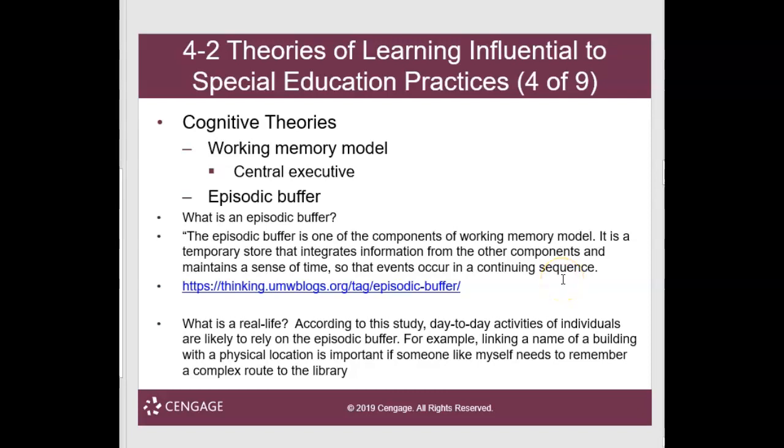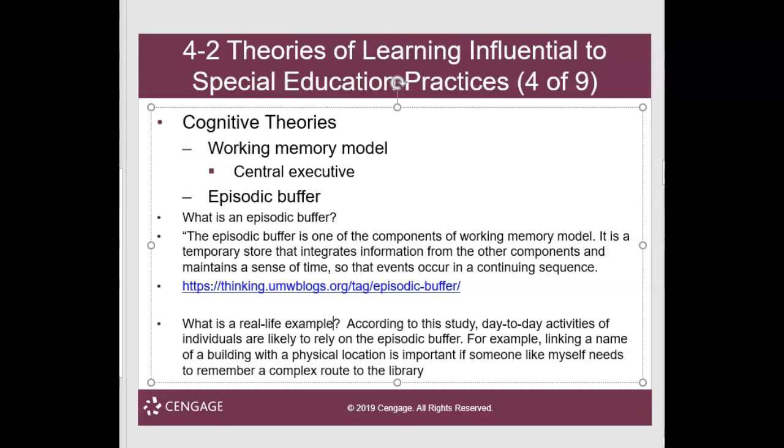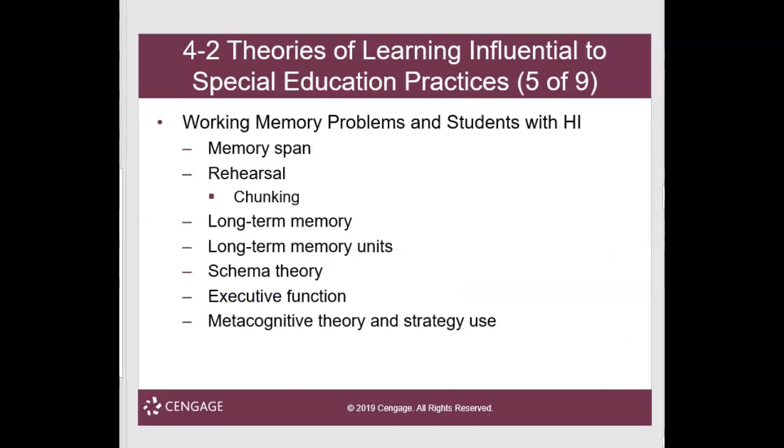So all this kind of happens behind the scenes, right? We don't know that it's happening, but it's happening. What is a real life, oh, this should say, what is a real life example? So there was one study that said day-to-day activities of individuals are likely to rely on the episodic buffer. For example, linking a name of a building with a physical location is important if someone, like the author of the study, needs to remember a complex route to the library. Okay, so linking something together might help you all out, but look in your textbook for more information just because I know my time is limited in these recordings.